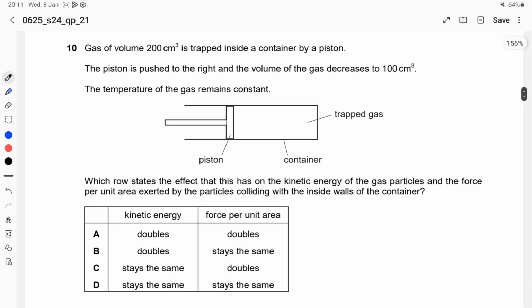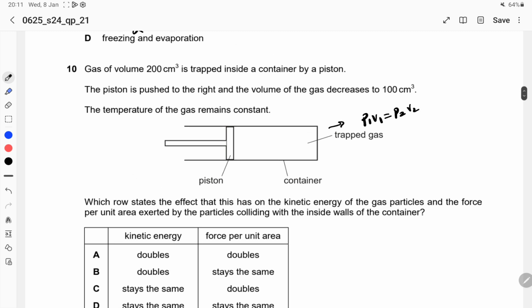Neither is it freezing because my ice is melting, so you are only left with Bombay, condensation. 10th one, the moment you see piston, you need to know that this is a Boyle's law question. P1 V1 equals P2 V2. Okay, chalo, let's read the question. A gas of volume 200 centimeter cube, so I'm pretty sure this is going to be my V1.